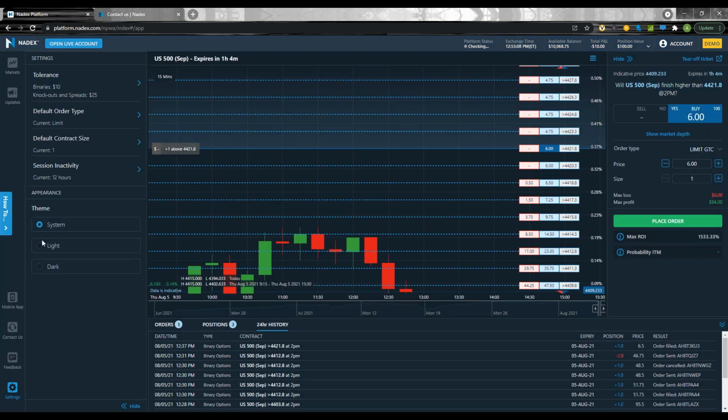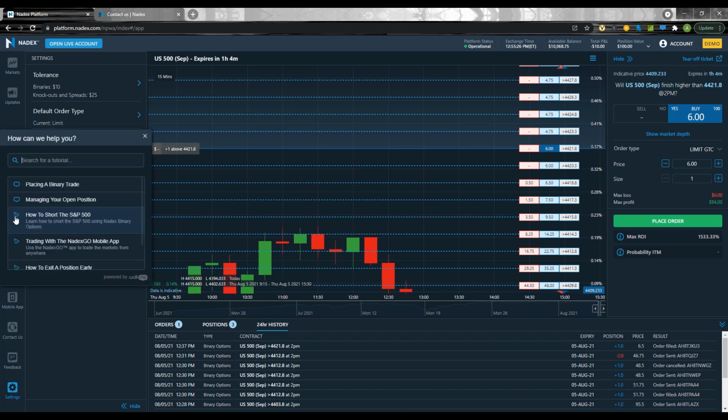And at the bottom, you can choose your dark mode, your light mode. That burns my eyes. And system is really going to be what you have the rest of your system set to. But I prefer dark mode always because, again, light mode hurts my peepers. So that is really going to be the entirety of the platform.